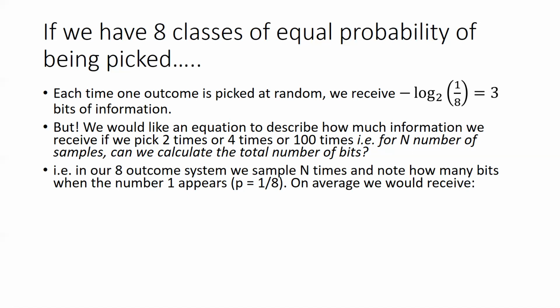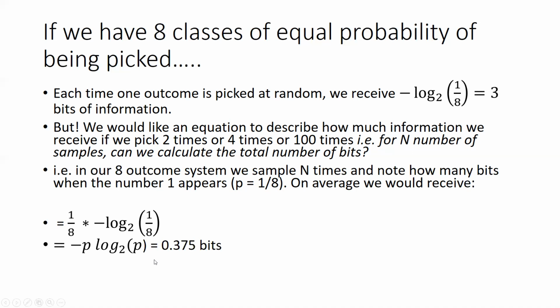And we note that when we get the number 1, this appears with a probability of 1 over 8. So on average, we would receive 1 over 8. So this is our equation before, minus log 2 of 1 over 8. But only when we get the number 1, so we have to multiply this by the probability of seeing 1 in the first place. So this equals 0.375 bits.